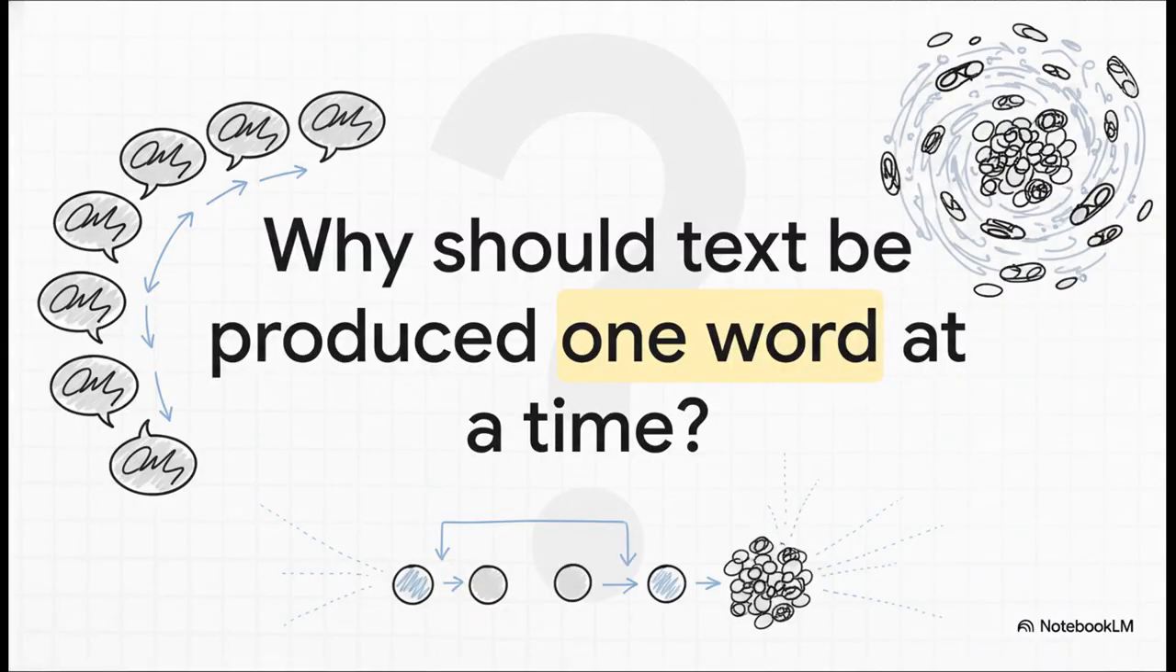And this gets us to the really big question, the one that challenges decades of assumptions in this field. Why do we have to generate text one word at a time? Sure, it's how we speak and write as humans, but is it really the absolute best way for a machine to put together a thought?